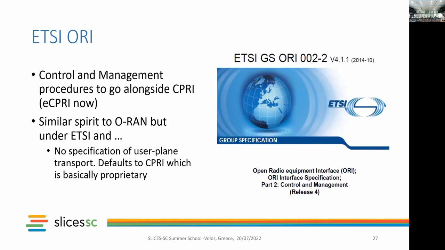It's used. Now, in fact, AWS decided to do this too. And I'm not 100% certain, but maybe even Microsoft does this. I'll know more about that in a couple of months. This is very similar in spirit to ORAN, but under the ETSI hat. And they stopped it in 2014, basically. It did not continue towards 5G. And there is no specification of user plane transport. It basically defaults to C3, which is basically the cloud. So even though this part is open, the end-to-end thing is the cloud.